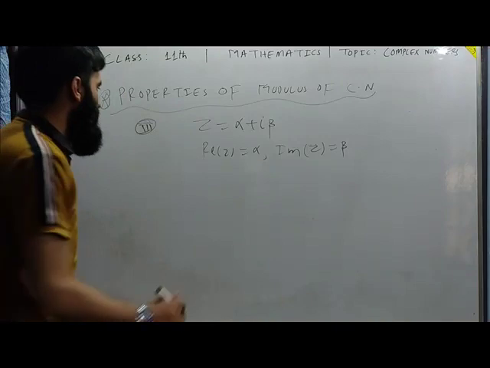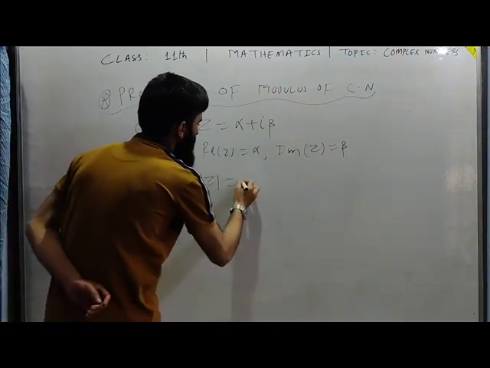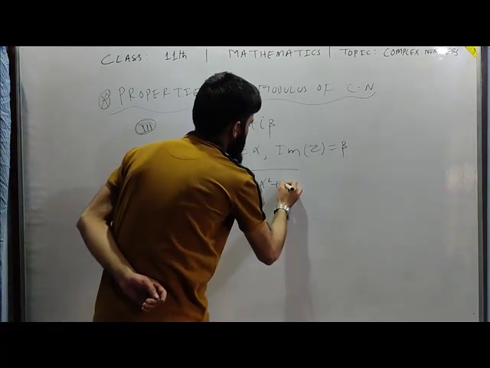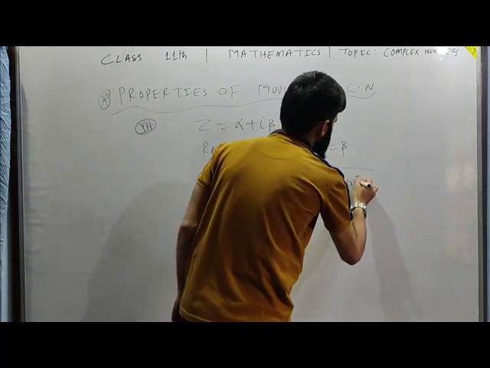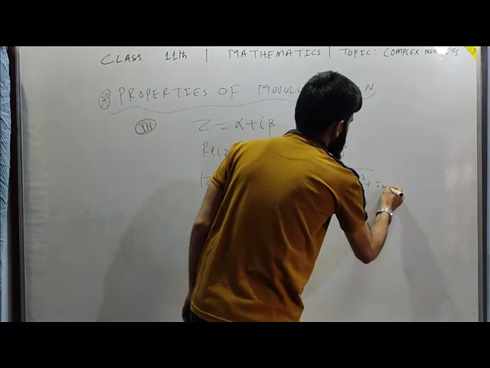If I have to find its mod, what is the mod? Mod is the square root of alpha square plus beta square, which is the real part square plus the imaginary part square.